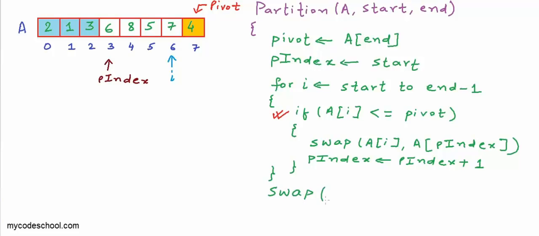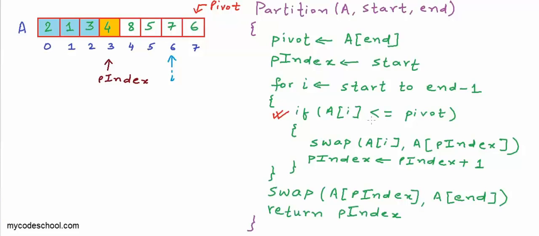We will swap the element at the partition index with the element at end index, which is the pivot. So 6 will go to index 7 and 4 will come to index 3. And now we have a proper partitioning. This function partition will return the partition index, and we are good. With this implementation of partition function, the quicksort function that we had written earlier will work.